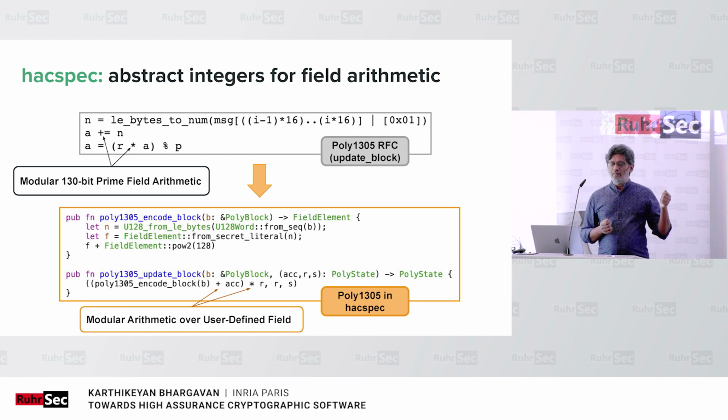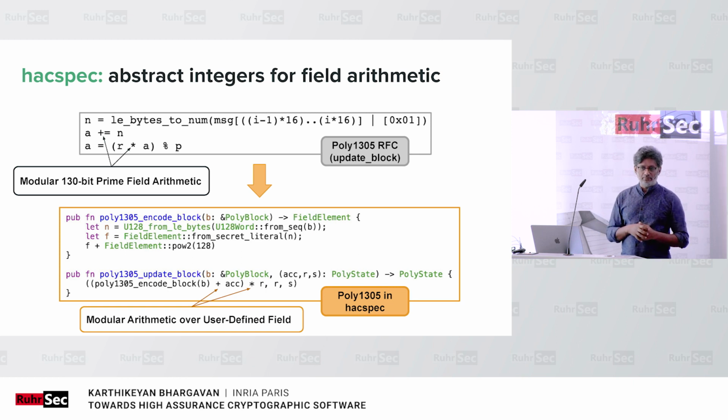And Poly 1305 Mac, if you look at the core construction, what it does, it takes a 128-bit string as a block. It converts it into an integer. That's what the first line is doing. Then it takes the accumulator, and it adds the number to the accumulator. Then it multiplies that with R. And all of the addition and multiplication is happening modulo a prime. And the prime happens to be a 130-bit prime, which is 2 to the 130 minus 5.